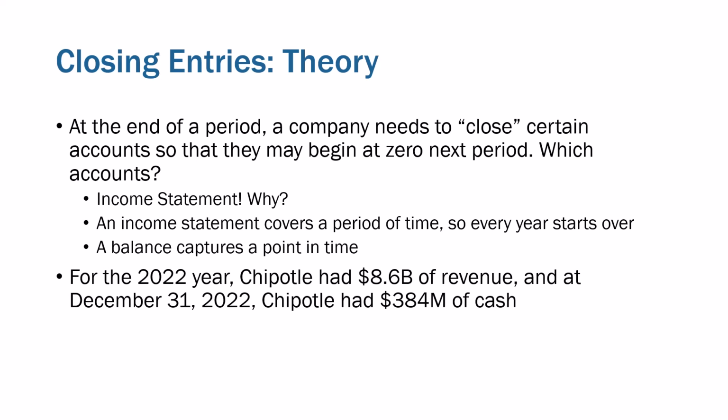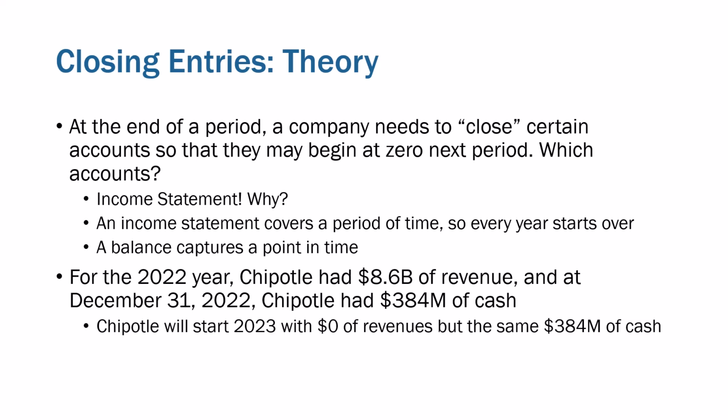To help illustrate that, I pulled the last year of Chipotle's financial statements. In 2022, it had 8.6 billion of revenue, and at the end of the year, it had 384 million of cash. All right. One day later, January 1st, 2023, it starts over. It doesn't have any revenues until the first person shows up on January 1st. So it starts with zero, but it's not like their cash disappeared. That cash is all still there. So that's why we close out income statement and not balance sheet accounts.